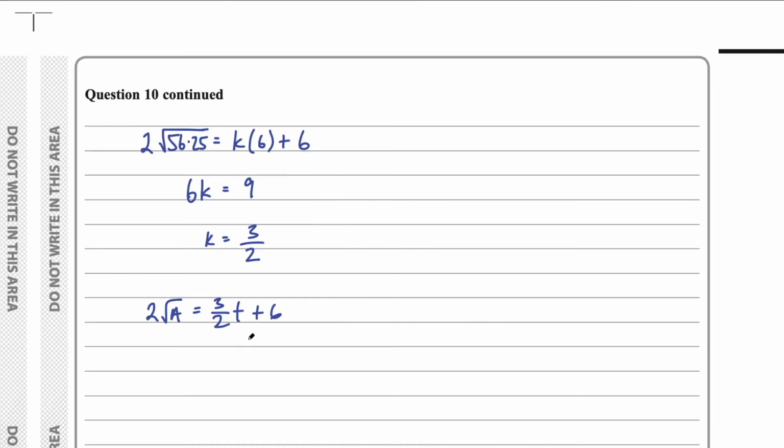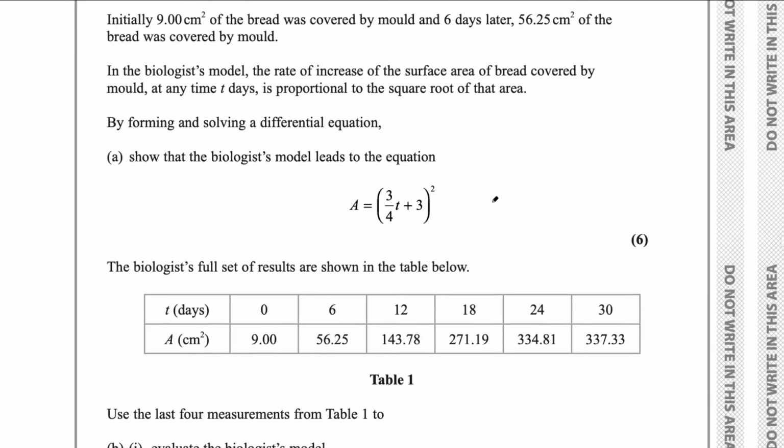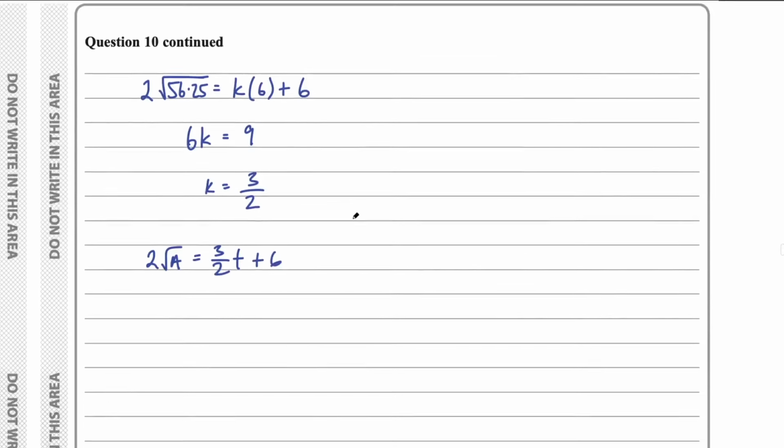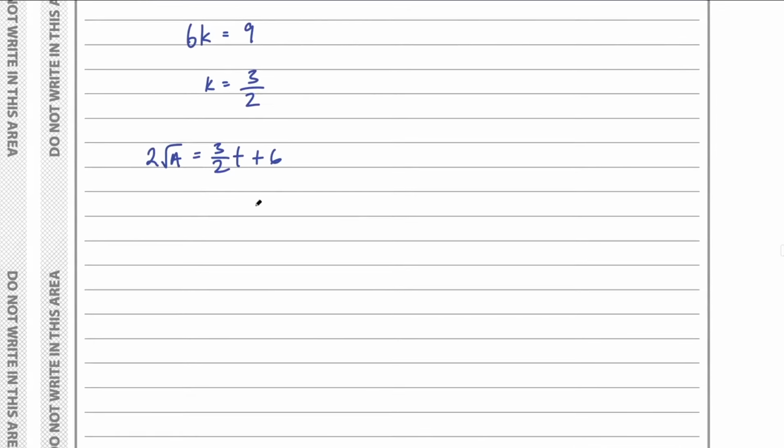This is a good time to revisit the question and remember what expression or equation they're asking us to find. We're asking to find this equation in terms of a, so let's go back. All we need to do now is to rearrange this in terms of a. So firstly, divide by 2. If I divided both of those terms by 2, I'd have root a equal to 3 on 4 t plus 3, 6 divided by 2.